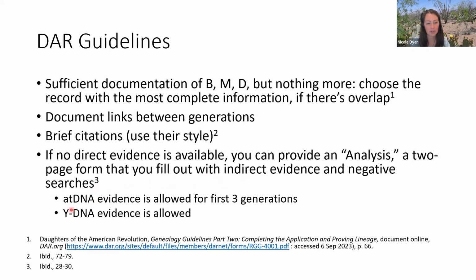You are allowed to use autosomal DNA evidence, but only for the first 3 generations in the application. So for yourself, your parents, or your grandparents. And Y-DNA evidence is allowed. So the DAR guidelines are very specific about how they want you to submit your application, and they do have some limitations on how you can use certain evidence and how long things can be and how many documents you can include.